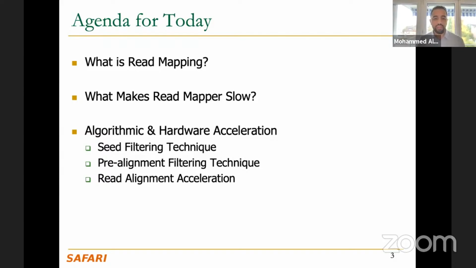So we know that as a result of the shortcoming of the sequencing machine, we are not getting the full genome sequence, but rather subsequences of our DNA, and that's what we call reads. So we need to link these together. That is what we call read mapping. Read mapping is a result of the problem that we have in the sequencing machine. However, it is still a bottleneck in this pipeline, and we will explain why it's slow.